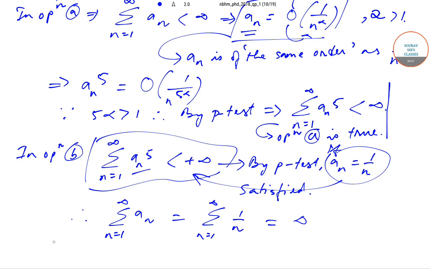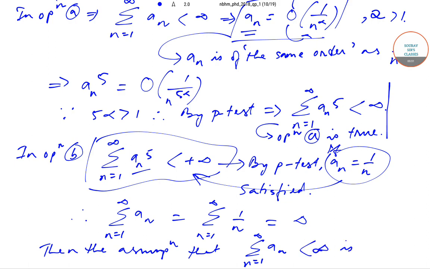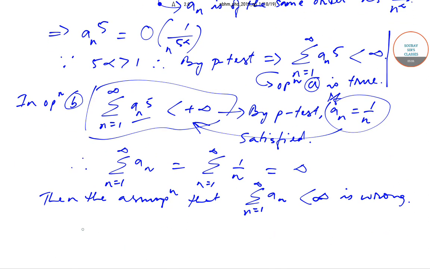So our assumption that if the summation of a_n to the power 5, as n goes from 1 to infinity, is less than plus infinity, then the summation of a_n as n goes from 1 to infinity will also be less than infinity, is wrong. So we can say that option B is incorrect.